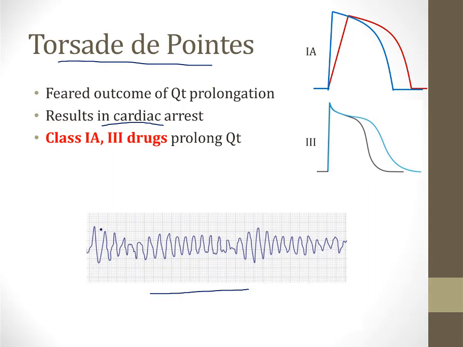This is an EKG tracing showing torsade de pointes on the screen. You can see that the QRS intervals are large and then they shrink and then they become large again. The name torsade de pointes means twisting of the points, and it gets its name because of the shape of this arrhythmia. And the class 3 drugs can prolong the QT and cause this.